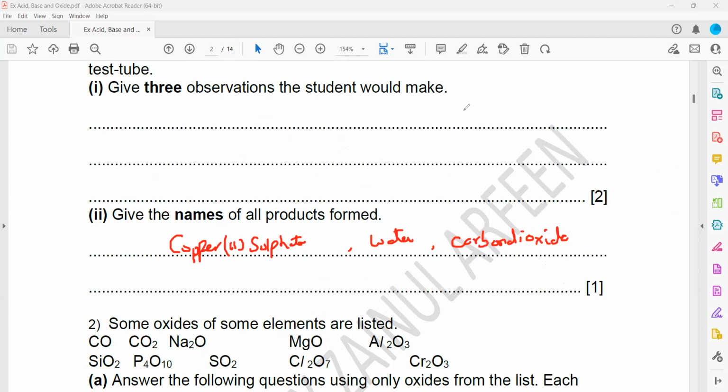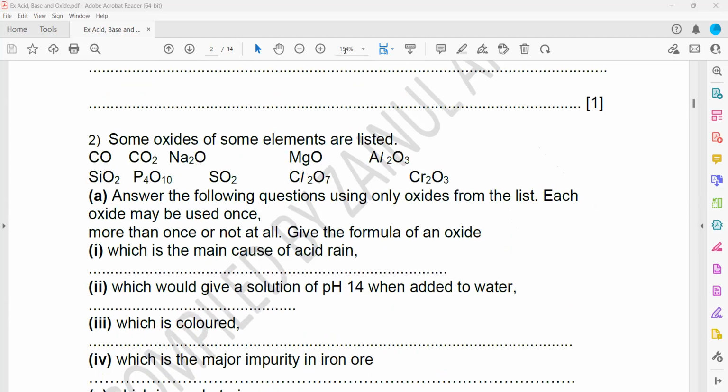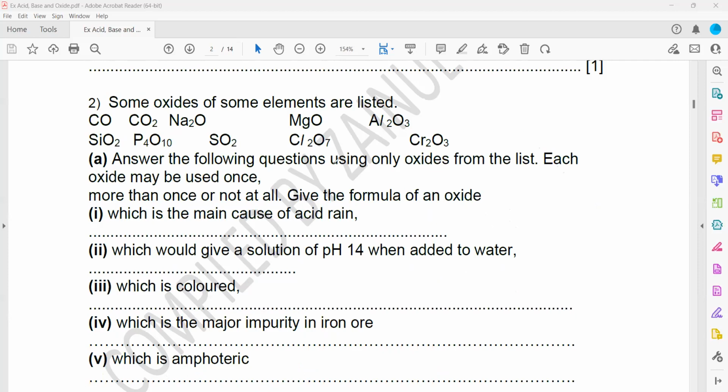Some oxides of some elements are listed, as you can see: carbon monoxide, carbon dioxide, sodium oxide, and so on. Answer the following questions. You can use an oxide once, more than once, or not at all. Non-metal oxides are either acidic or neutral. So this is a non-metal oxide, this one is a non-metal oxide, silicon oxide, phosphorus oxide, sulfur dioxide, and chlorine oxide are also non-metal oxides.